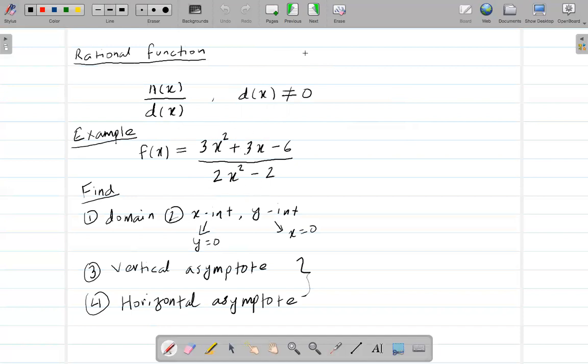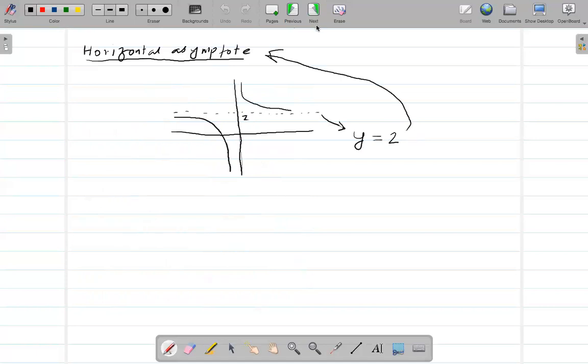To do that, first we need to look at the numerator. The numerator we have is 3x squared plus 3x minus 6. So basically we need to simplify the numerator and denominator. The way we can do that is to factor the numerator first, then factor the denominator, and see if we can cancel out something.